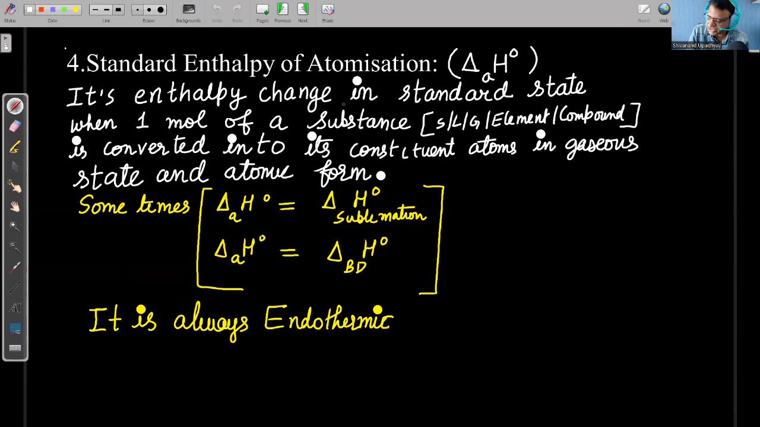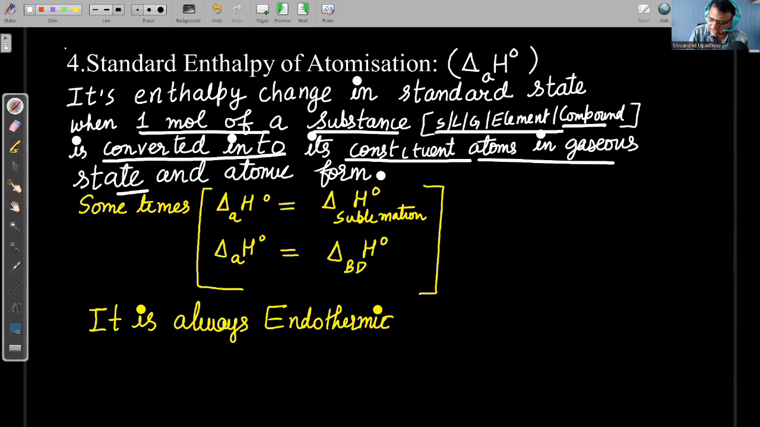Its enthalpy change in standard state when 1 mole of a substance, ये substance कुछ भी हो सकता है, solid state, liquid state, element हो सकता है, compound, कोई भी substance हो, is converted into its constituent atoms in gaseous state and atomic form. तो डेफिनेशन में कोई भी सब्सटेंस है उसका 1 मोल होना चाहिए. अब वो सब्सटेंस के जो एलिमेंट है वो गैसियस स्टेट और एटॉमिक फॉर्म में जाने चाहिए.